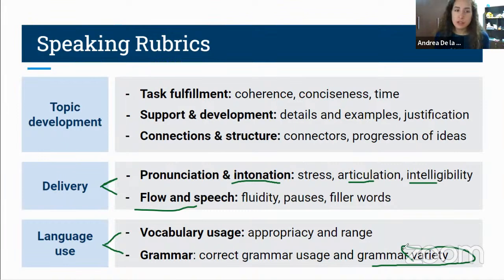So using conditional sentences, using compound sentences, using different verb tenses, the passive voice, all those things count, and they will definitely have an effect on your score. But if you have to force yourself to do it, or if you're not confident with those grammar structures, then it's better to avoid. Same thing as vocabulary. Avoid the grammar that you're not comfortable with. Avoid the vocabulary that you don't know how to use. Okay, guys? So that's it. Topic development, the content, delivery, how you speak, and language use, which is basically vocabulary and grammar. Is that okay?